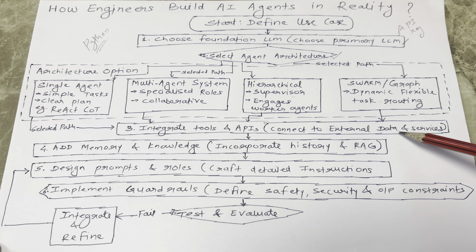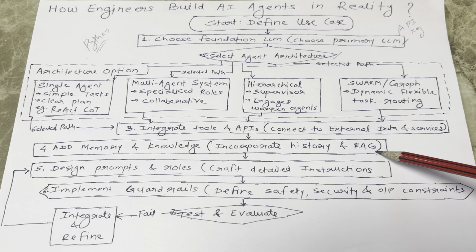Next, you need to add memory and knowledge. So here comes short-term memory, and another one is going to be long-term memory. This long-term memory is called RAG, retrieval augmented generation. Again, within this RAG also we have different types. Like you have hybrid RAG, agentic RAG, self RAG, corrective RAG. Different types of RAGs are available.